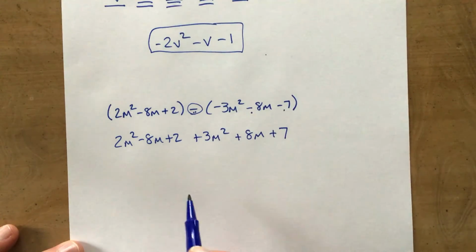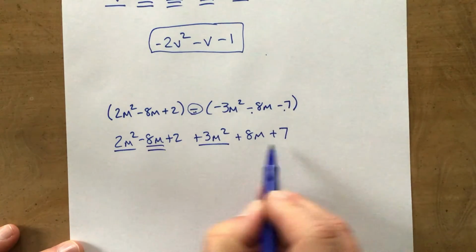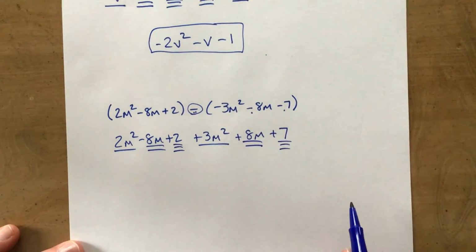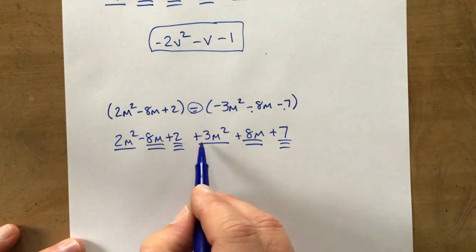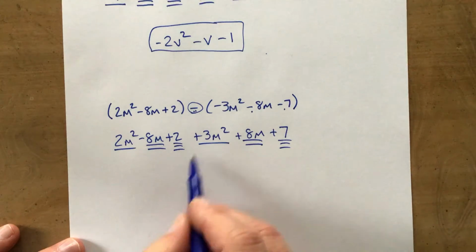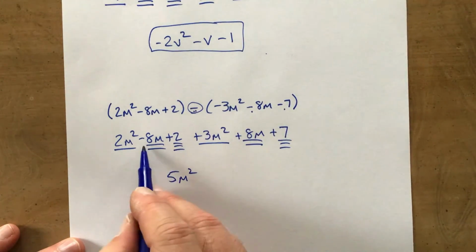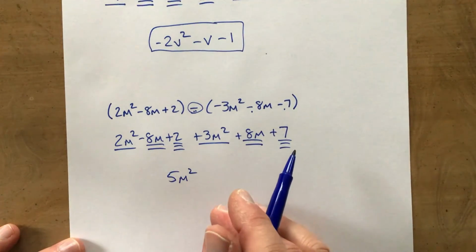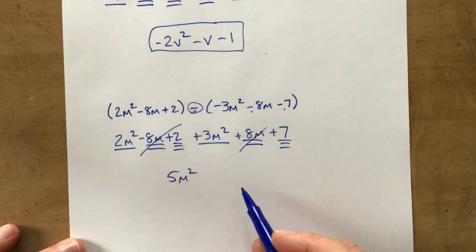So now I'm looking for the highest exponent. That's my m squareds. And then my m's. And then my constants. All right? So m squareds, I have 2m squareds, but I gather 3 more. So that's 5m squareds. I owe you 8m and I pay you 8m, so my m's are good, right? I do not write anything down. These cancel each other out.